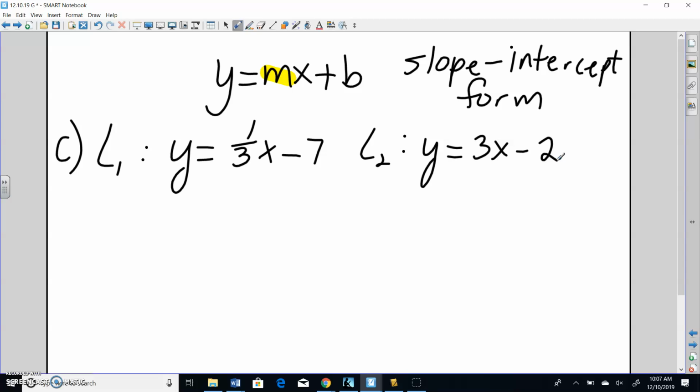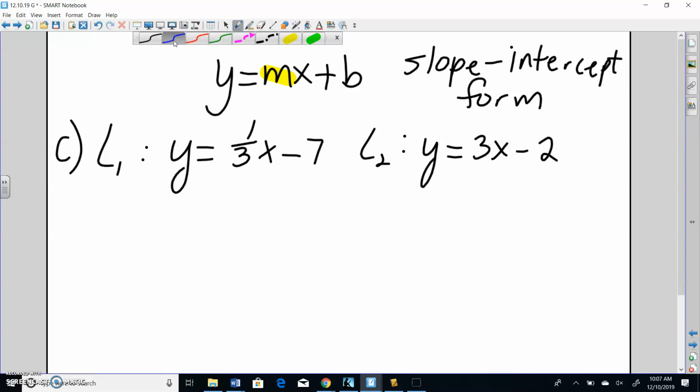I don't think so. But if we have, it's good review. Okay, good. All right, so we need to identify the slope on both of these lines.